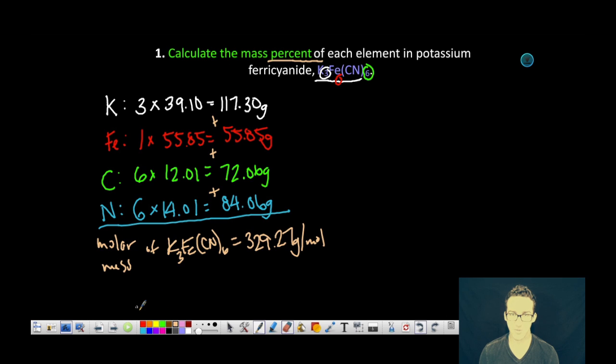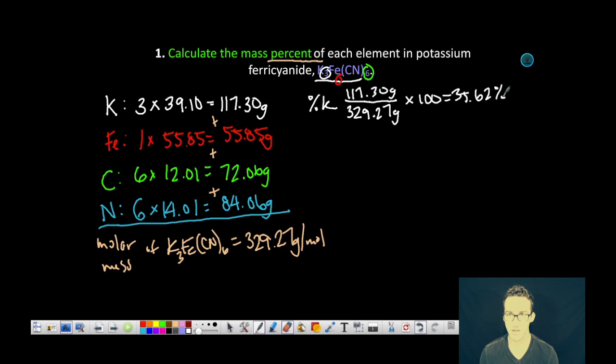To solve for the mass percent of each element, all you need to do is take the mass of the part. In this case, the percent potassium is going to be 117.30 grams over the mass of the total, which is 329.27 grams, times 100, which will give us 35.62% potassium in this sample.